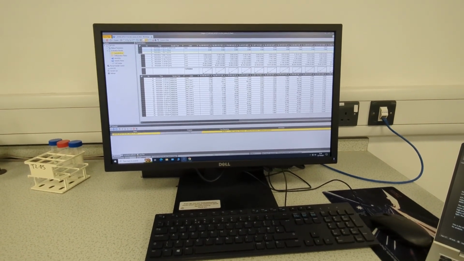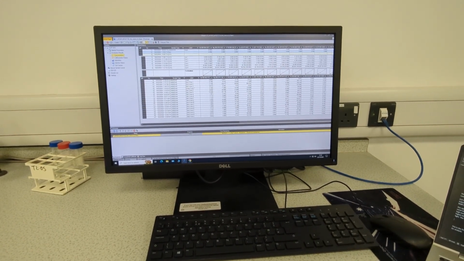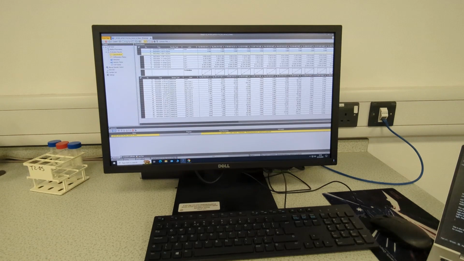This is the instrument controller. The software on the PC is used to set the instrumental parameters for analysis.